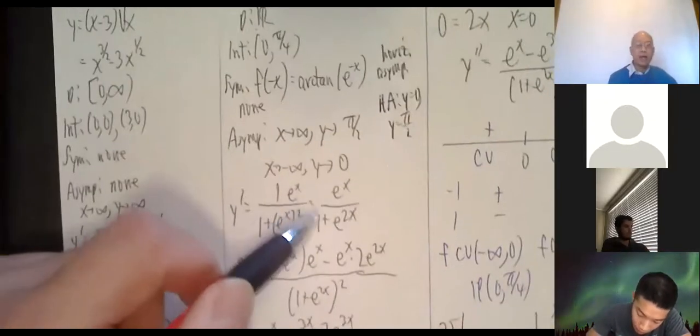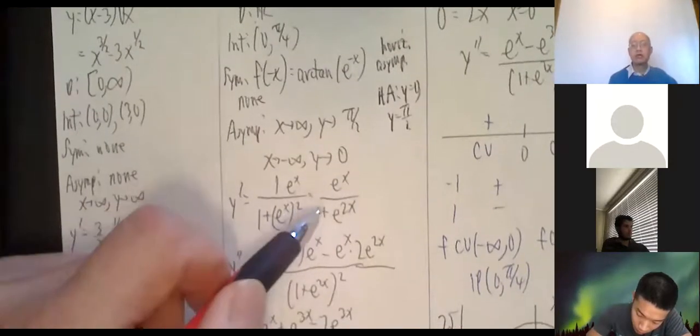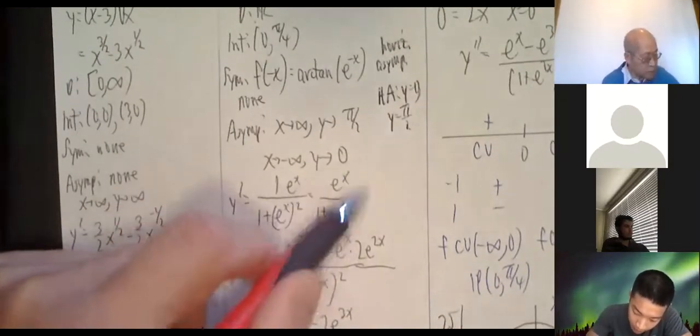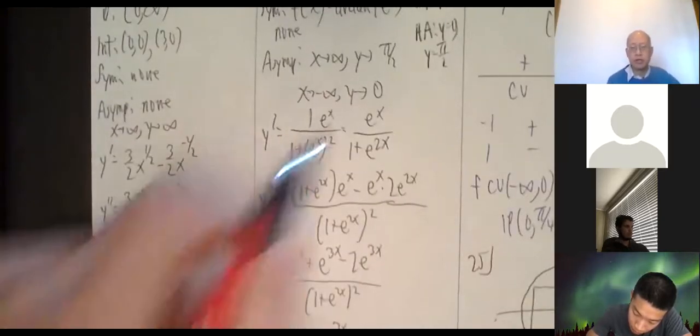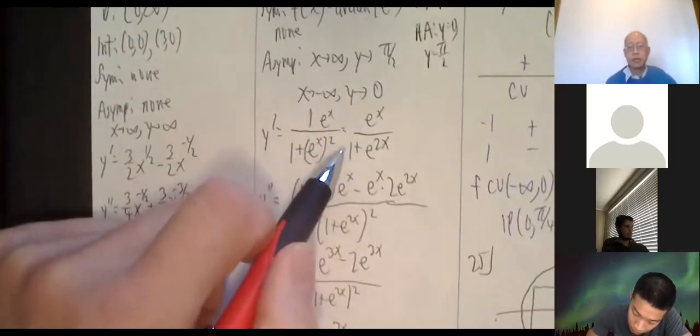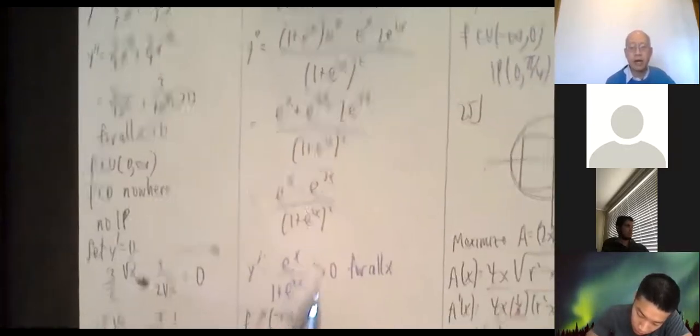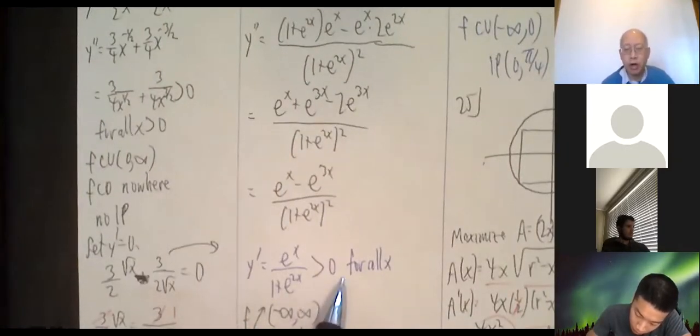Something about this expression, you may notice, this thing's always positive. I wrote that over here. I'll get to it, but I have to do the second derivative. You can tell the second derivative is not very nice. But let me take care of this. Y prime is greater than 0 for all x.